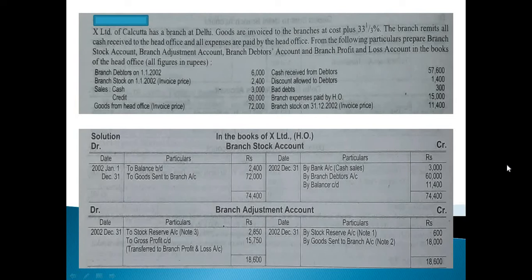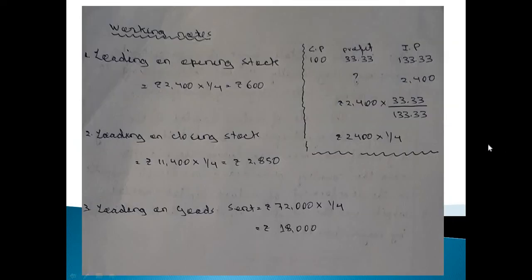Now, if you look at the next ledger, that is the branch adjustment account. Remember, this branch adjustment account will be there only if goods are sent at invoice price under the stock and debtors system. And the point to be noted here is that under the branch adjustment account, only the loading on items related to stock will be shown under this ledger. So now let's look at the working note on how loading has to be calculated.